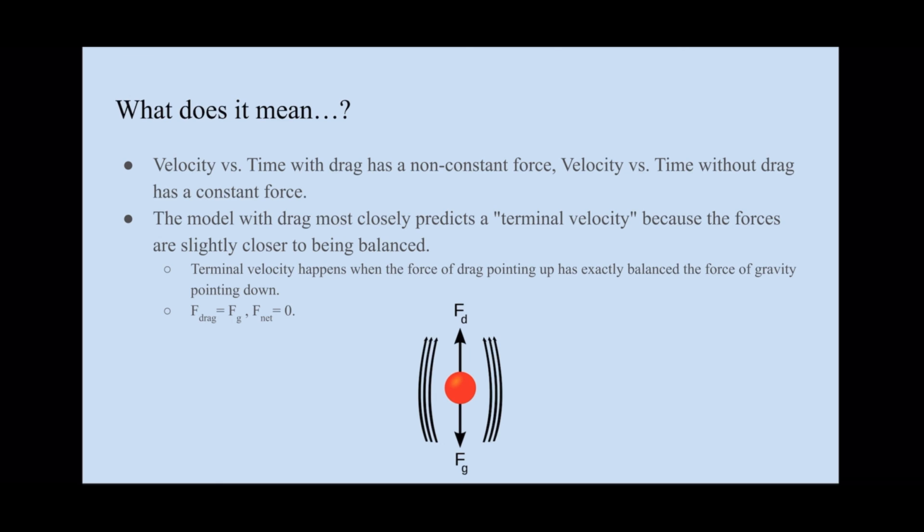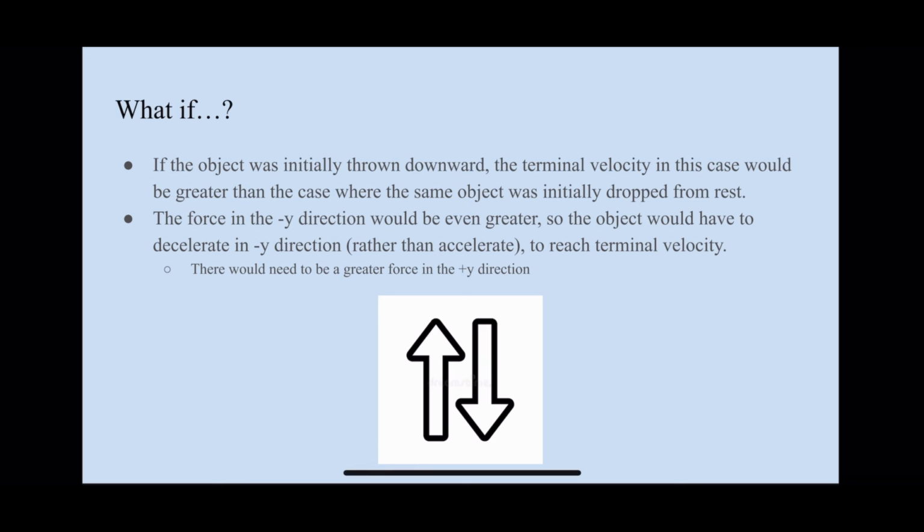Terminal velocity happens when the force of drag pointing up has exactly balanced the force of gravity pointing down. So F net equals 0. If the velocity was initially thrown downward, the terminal velocity would be greater than the case where the same object was initially dropped from rest, meaning that the object would need to decelerate instead of accelerate to reach terminal velocity, so there'd need to be a greater force in the positive y direction.